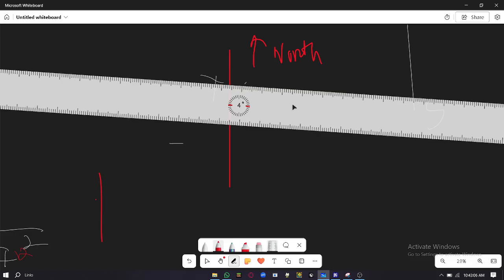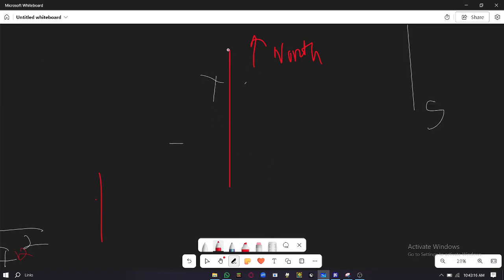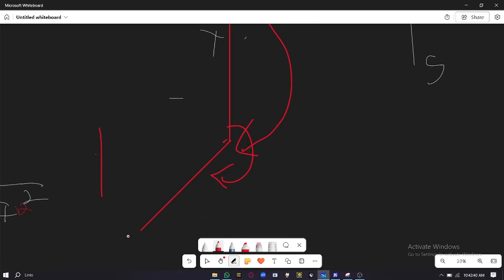This whole thing is 180. Let me just remove it. Think of this whole thing as 180, right? This whole thing is 180. Then you measure slightly more until it's 210. Then you just label it. That's all.